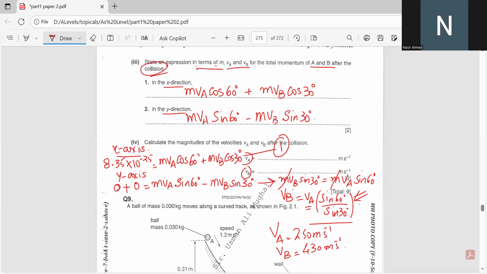Guys, is this understandable? You have to just solve them with sine 60 or sine 30 and cos 60, cos 30, which you can just type on the calculator, and you will have these two variables VA and VB. And you can simply plug one of the variables into another equation and then solve VA and VB simultaneously.